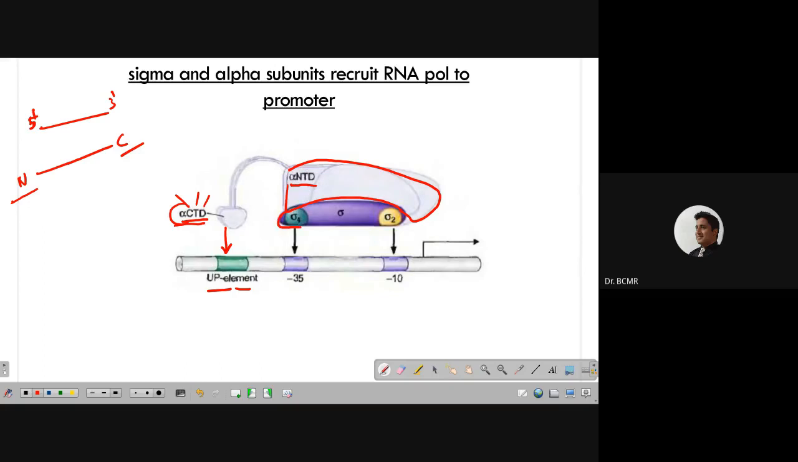Anyway, this part that I'm showing is the sigma factor. You have several regions designated as sigma 2 and sigma 4. There will be 1 and 2, 3 obviously. So sigma 2 interacts with the -10 region. Sigma 4 interacts with the -35 region. The alpha C-terminal domain of RNA polymerase will interact with the upstream element. This would be the transcriptional start site. You call it +1.